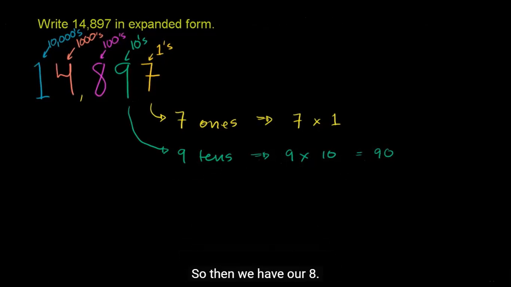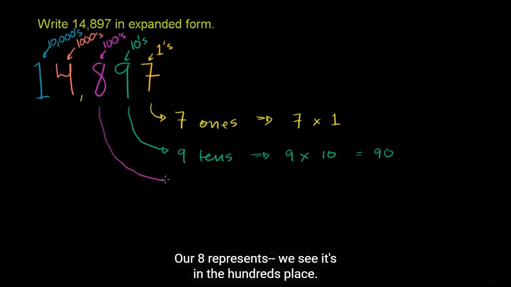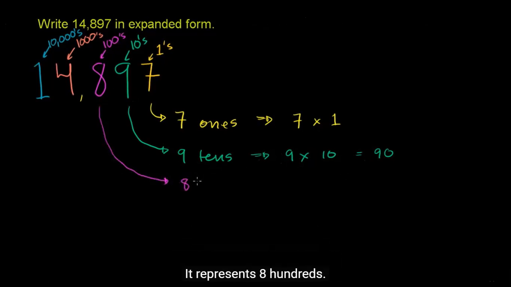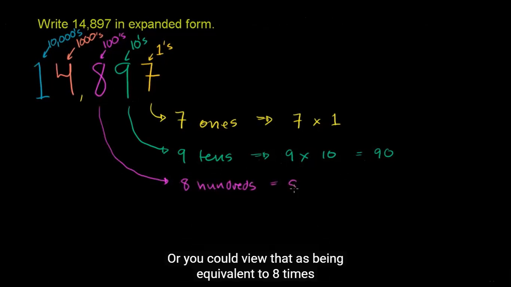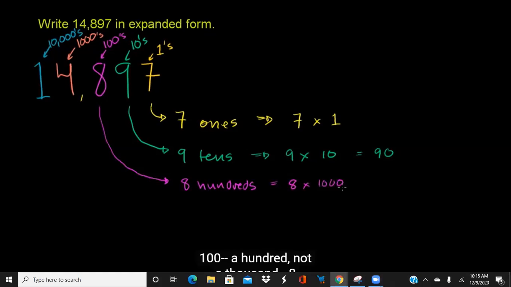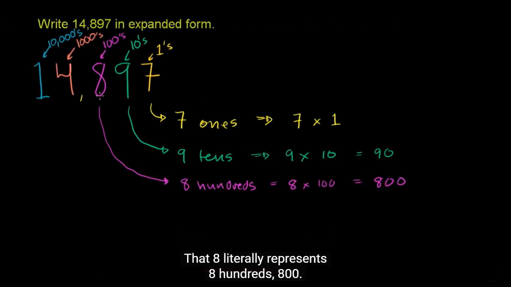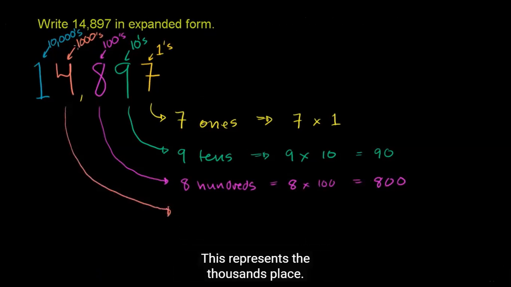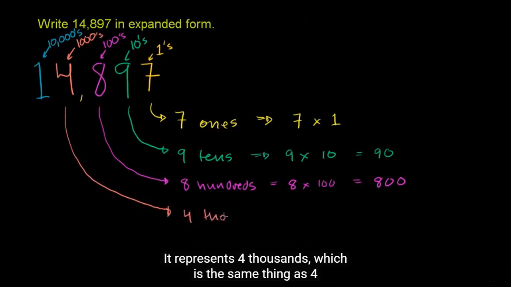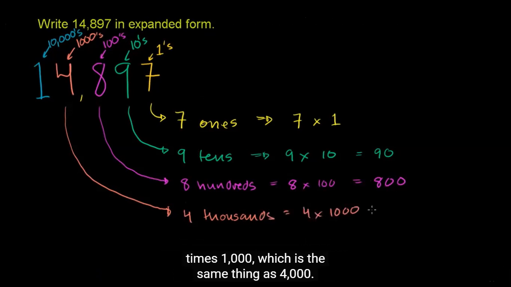So then we have our 8. Our 8 represents, we see it's in the hundreds place, 8 hundreds. Or you could view that as being equivalent to 8 times 100, not 1,000. 8 times 100, or 800. That 8 literally represents 800. And then the 4. I think you get the idea here. This is in the thousands place. It represents 4,000s, which is the same thing as 4 times 1,000, which is the same thing as 4,000.